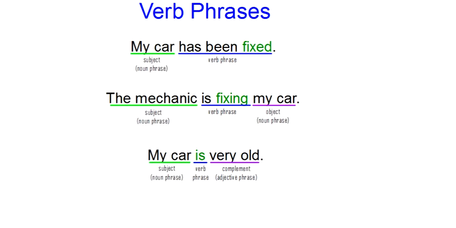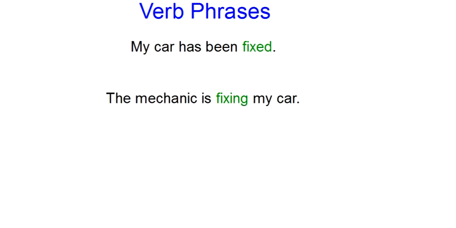Okay, one little note though. We're looking at these verb phrases and we're seeing that there's a head word and there may or may not be auxiliaries, but there is one more type of word that can appear within the verb phrase, and those are adverbs.